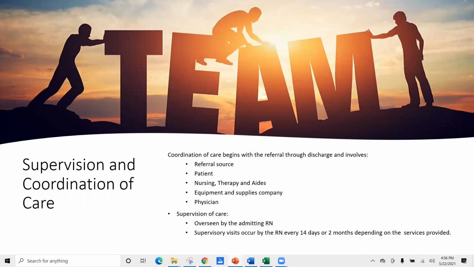First, we're going to start off talking about supervision and coordination of care. Coordination of care begins with referral through discharge and involves the referral source, the patient, nursing, therapy, and aides, equipment and supply companies, and the physician. Supervision of care is overseen by the admitting RN. In cases where we may keep a patient ongoing or a little bit longer term, if there is nursing and aide services in there, then we would supervise them every 14 days, but typically it's every 2 months for all the other scenarios.